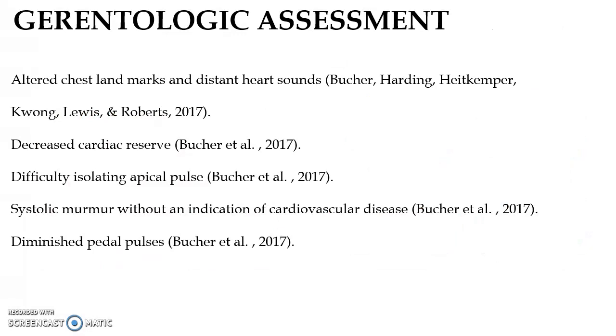Now, as a result of these changes, some assessment findings may differ depending on if the patient is elderly or not. For example, when assessing an older adult, you may find that chest landmarks are altered and heart sounds are distant, and this is as a result of the forward rounding of the back, which is also known as kyphosis. Older adults typically also have a decreased cardiac reserve due to hypertrophy of the myocardium and diminished pedal pulses, which is due to arterial stiffening. It may also be difficult to isolate the apical pulse due to a downward displacement of the heart, and you might hear a systolic murmur without any indication of cardiovascular disease, and this can be attributed to valvular stenosis.